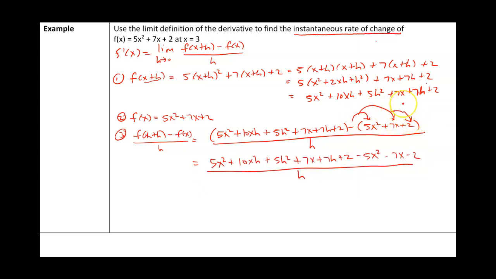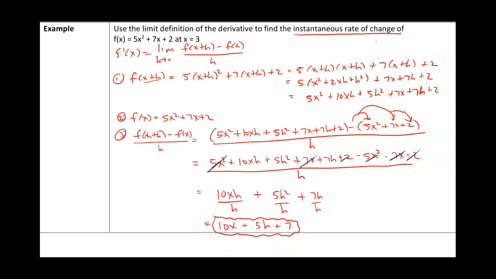So if I distribute the negative, I have a negative 5x squared, a negative 7x, and a negative 2. Then I combine my like terms, so the 5x squared and negative 5x squared cross out, 7x and negative 7x cross out, 2 and negative 2 cross out. So I'm left with 10xh plus 5h squared plus 7h, and all that is divided by a monomial h, so all three terms individually will get divided by h. And now if I cross that out, it gives me 10x. h squared over h is going to be h, and then the h is crossed out, so I have just a 7.